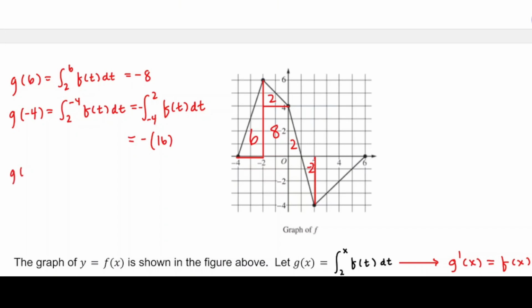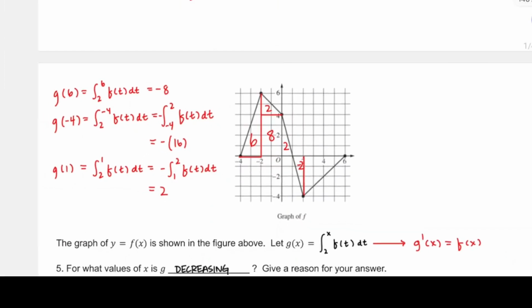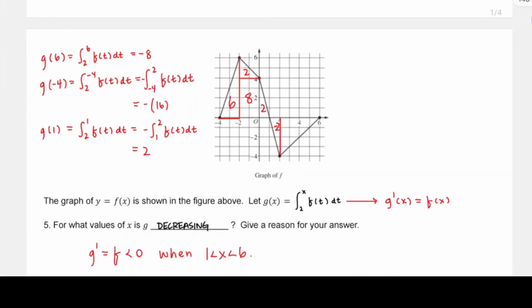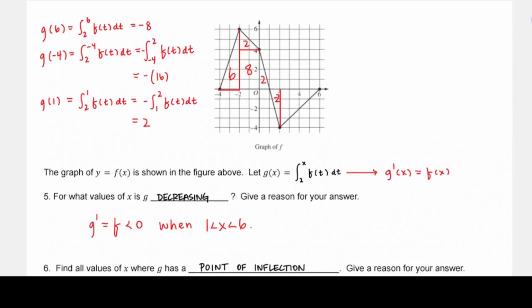And then g of 1 is going to equal the integral from 2 back to 1, which is the negative of the integral from 1 to 2. And all right, over here, I'm thinking, all right, integral from 1 to 2 is -2. The negative of that would be +2. Okay, so I'm going to go report that. -8, -16, and 2.